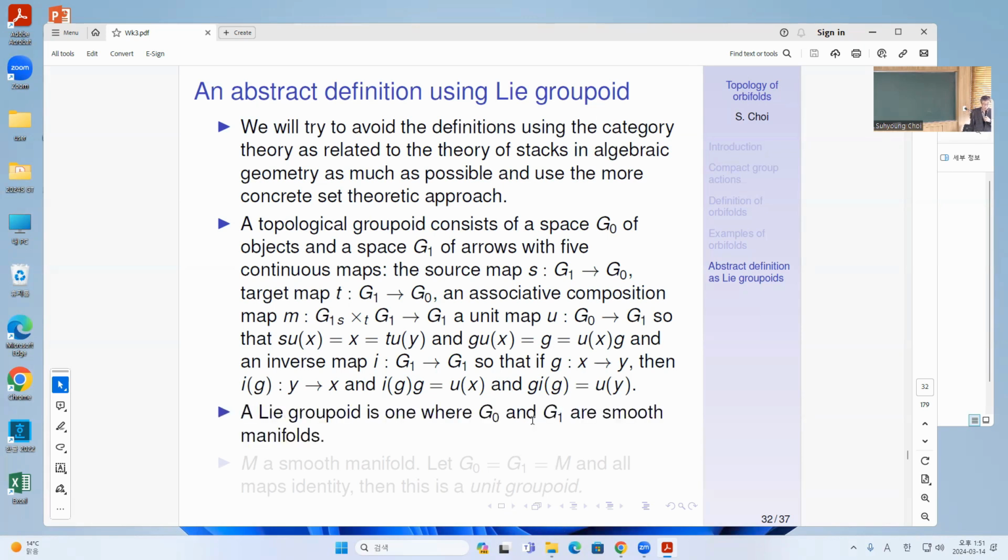So a Lie groupoid is one where G0 and G1 are smooth manifolds. Okay, and M is a smooth manifold, and you can let G0, G1 be M, and then all the maps be identity. Then this is again a groupoid, called just a unit groupoid. All the morphisms in G1 are identity. And of course, you can trivially construct the source map, target map and unit map. So those are trivial. Okay.